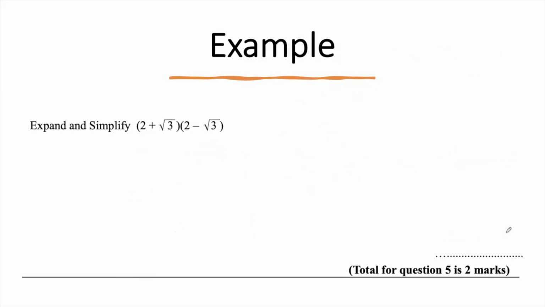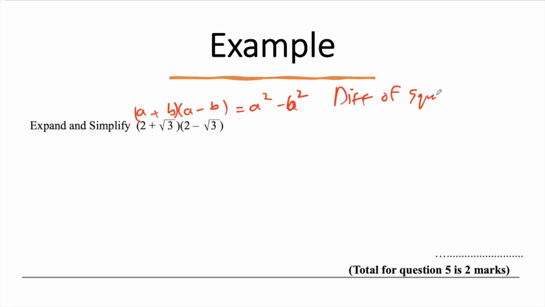All right, let's do one more example. So this is 2 plus root 3 times 2 minus root 3. If you notice the pattern, we can treat this like a plus b and a minus b. So a plus b times a minus b, we already know that's equal to a squared minus b squared. That's the difference of squares, or difference of two squares. So in this case, we have a, which is 2.